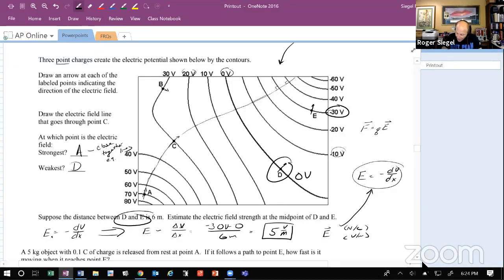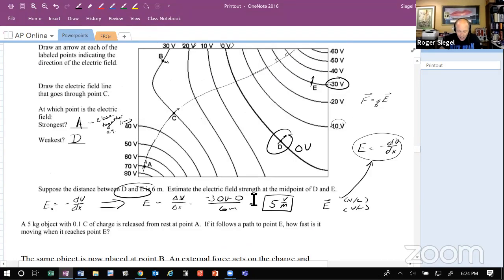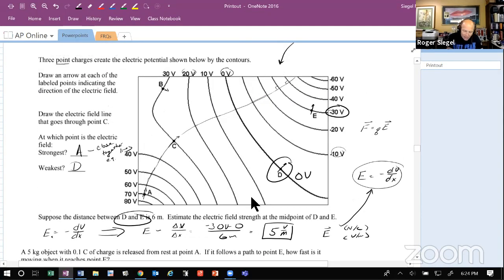All right, and then we got 2 more on this page and we'll move on. This is a 5 kilogram object with a charge of 0.1 coulombs released from rest at point A. It follows a path to point E. How fast is it moving when it reaches point E? Now, it's released from rest. Again, do not confound this line with the actual path. This is the direction of acceleration, not necessarily the path.